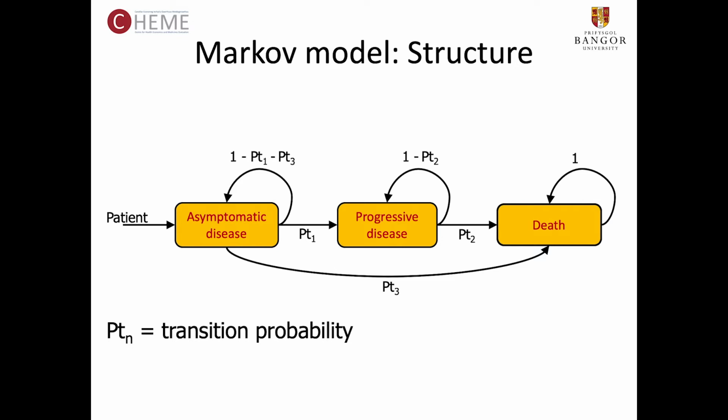So the probability of you remaining in the asymptomatic disease state after the first cycle is 1 minus the other 2 probabilities. And similarly, the probability of remaining in that progressive disease state is 1 minus the probability of dying within that cycle. Okay. Now, there's an exercise number 2, which will require your calculators once more, I'm afraid.